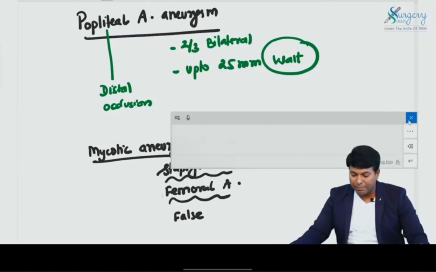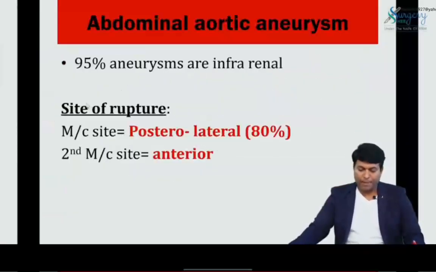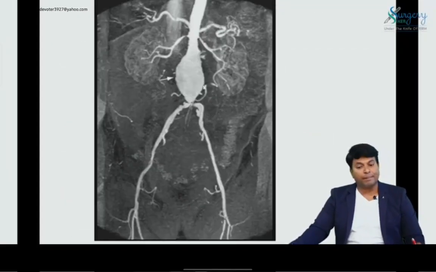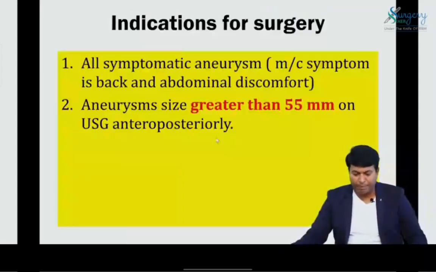Let me show you the images. So please don't forget, aneurysm is a small topic but full of MCQs. You should not forget the MCQs. See the picture showing an infrarenal abdominal aortic aneurysm. This is the most common site. You can see the CT angio picture of an infrarenal aneurysm. This is a reconstructed MR angio showing clearly the anatomy. So you can see that pant graft.